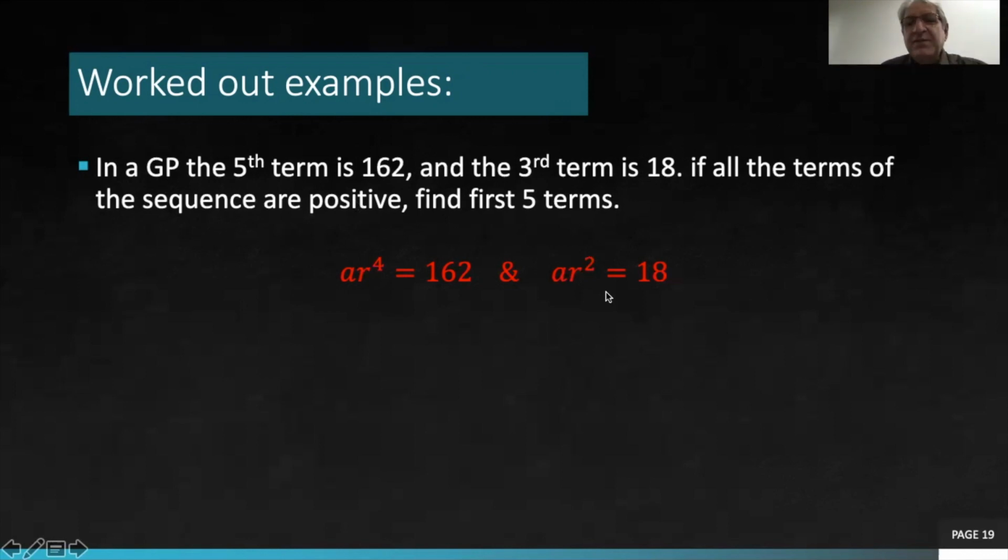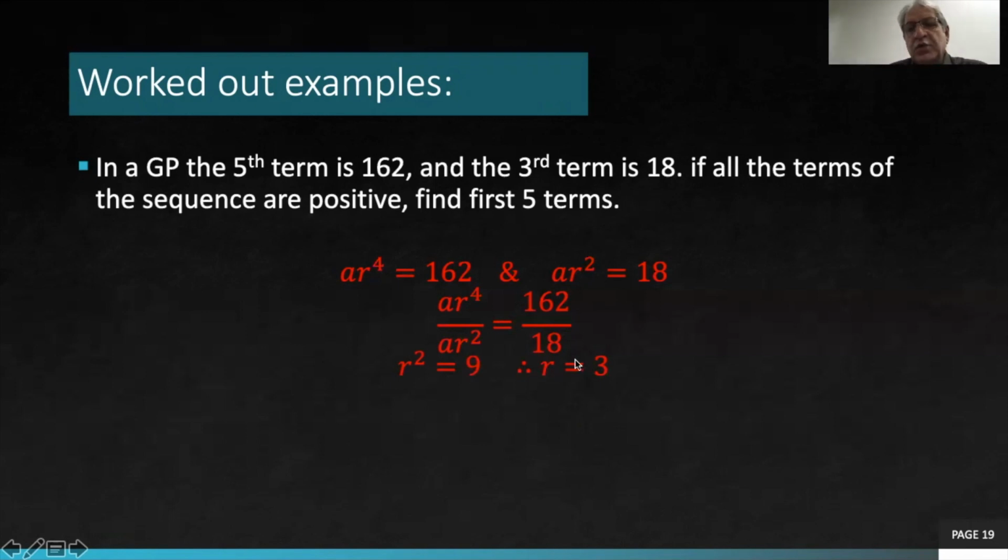But the best way to solve this when you are doing geometric progression is to just divide them. If you divide this by this, A gets cancelled, and R also gets simplified. Therefore, here I'm dividing both sides. A and A get cancelled out. R to the power of 4 divided by R to the power of 2 will be R squared. And 162 divided by 18 gives 9. Therefore, R squared equals 9.